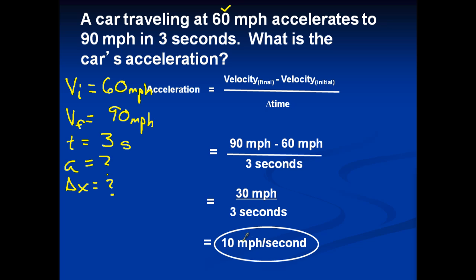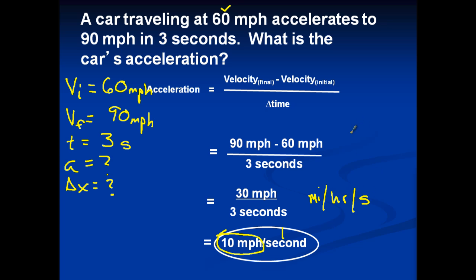These units look kind of weird. But what it means is for every 1 second that passes, your velocity increases by 10 miles per hour. Another way to write this would be miles per hour per second.